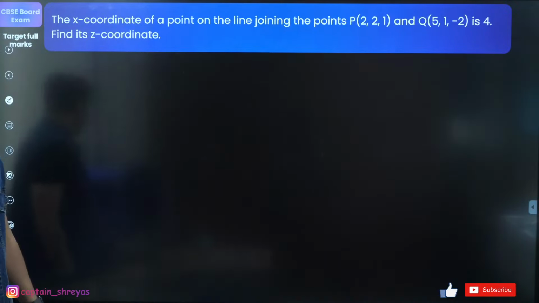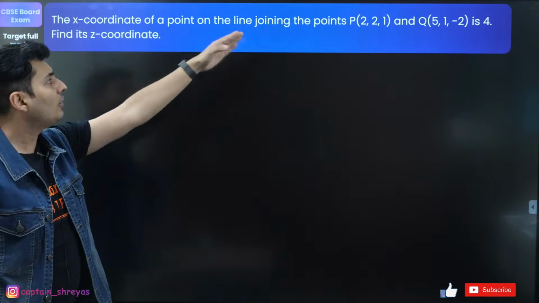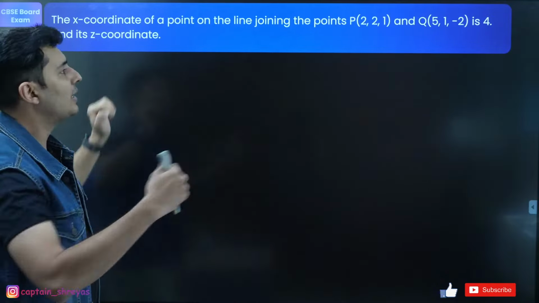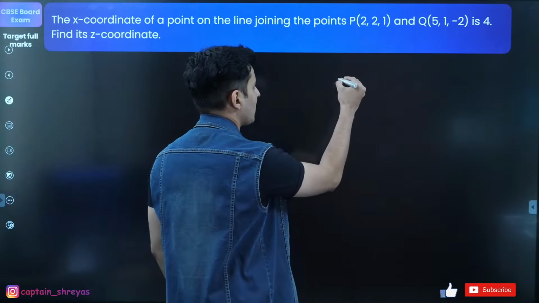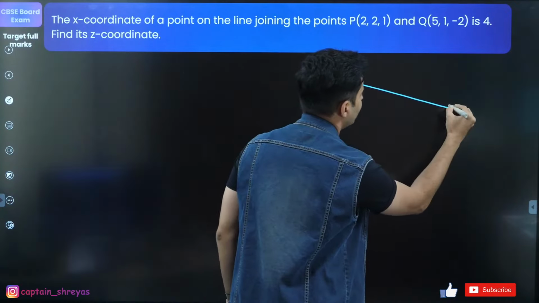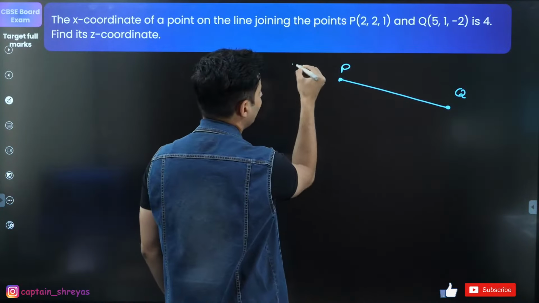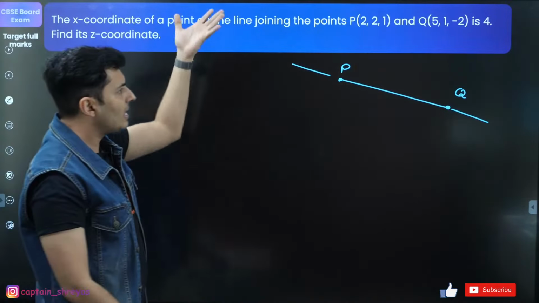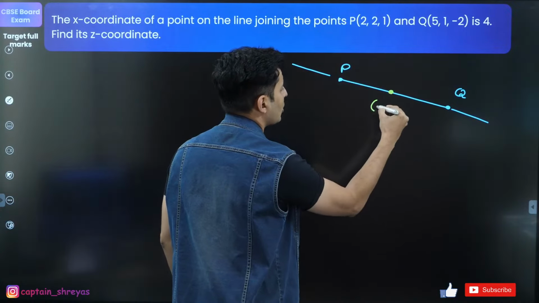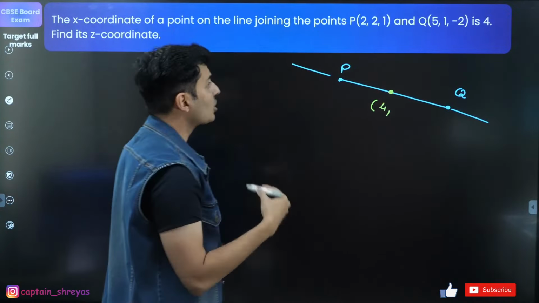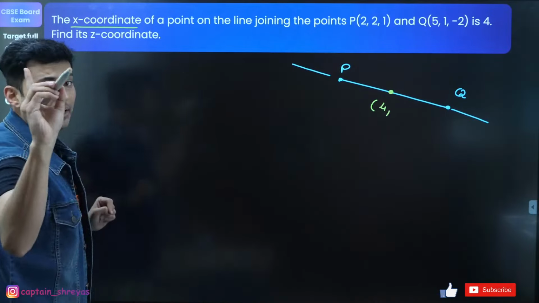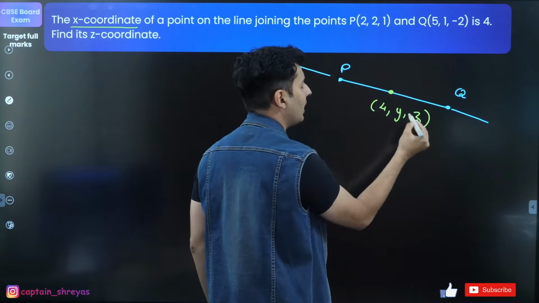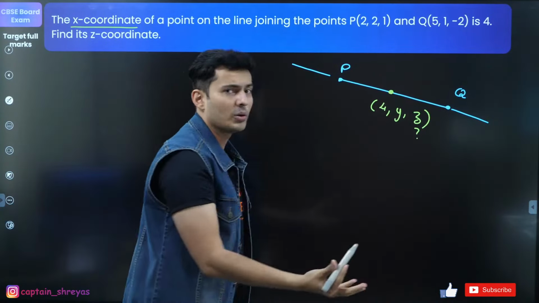Moving on to another question, guys, coming up on your screen. The x coordinate of a point on the line joining the points P and Q is 4. What is the z coordinate? Let's try to visualize the question. There is a point P and there is a point Q. Imagine a line joining point P and Q, okay? And now we have some point whose x coordinate is 4. It will have some y coordinate, it will also have some z coordinate. What is the z coordinate is the question.